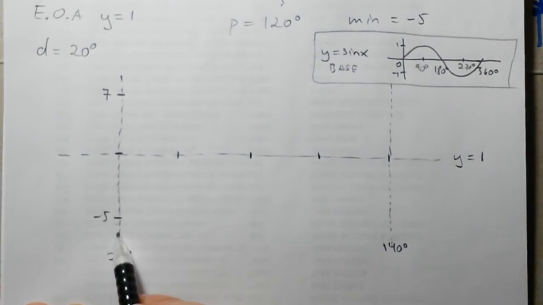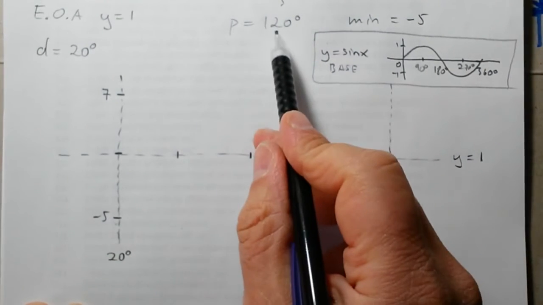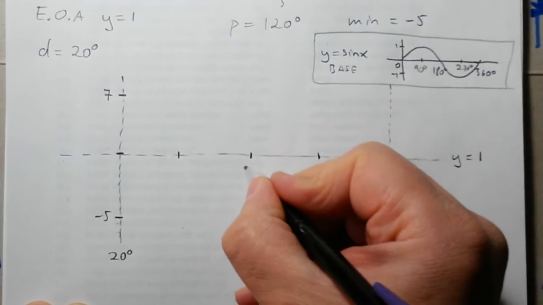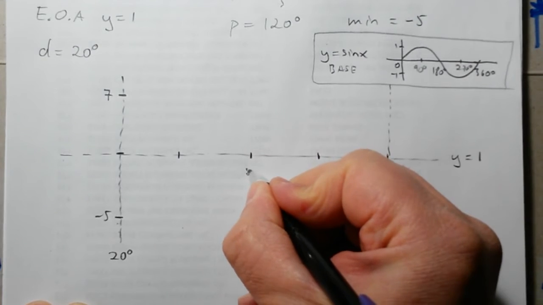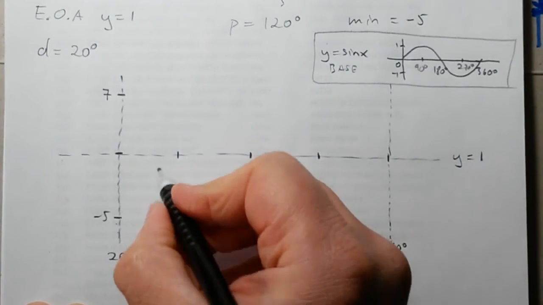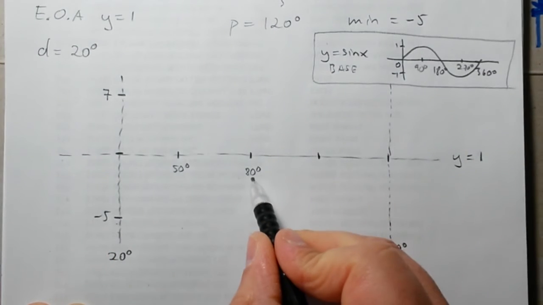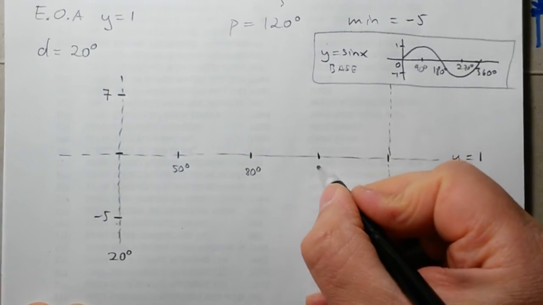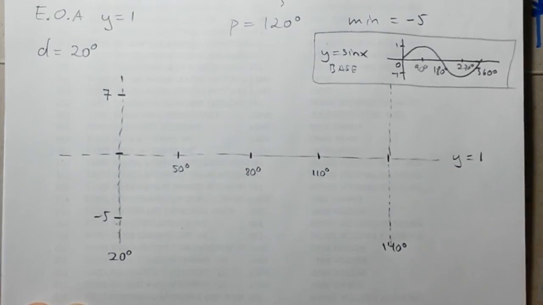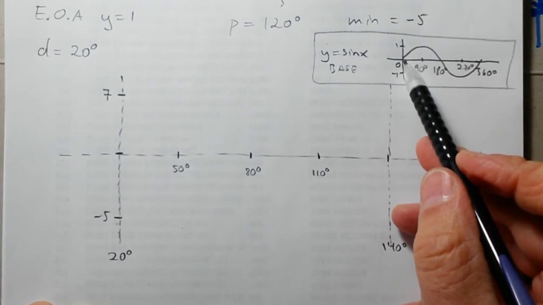So from here to there is 120 degrees. Halfway of the period of 120 will be 60, so 20 plus 60, so this halfway point will be 80 degrees. You can label it there as 80 degrees. And if it's 60 between these 2 points, halfway, this one would be 50 degrees, right? And another 30 here going that way would be 110 degrees.